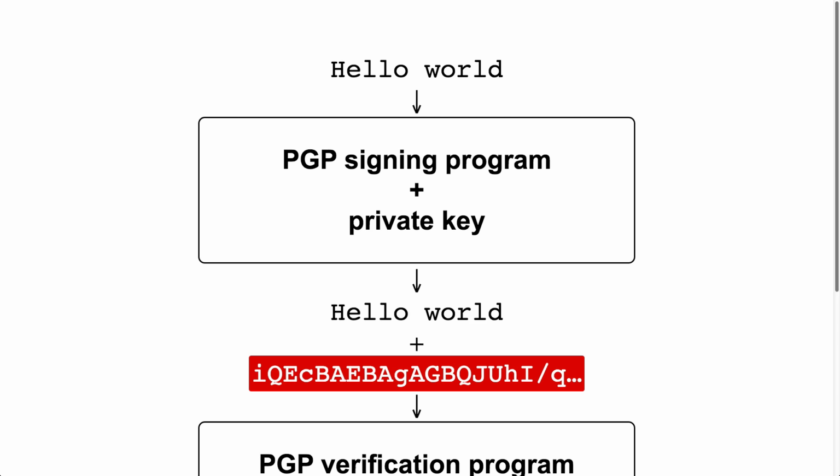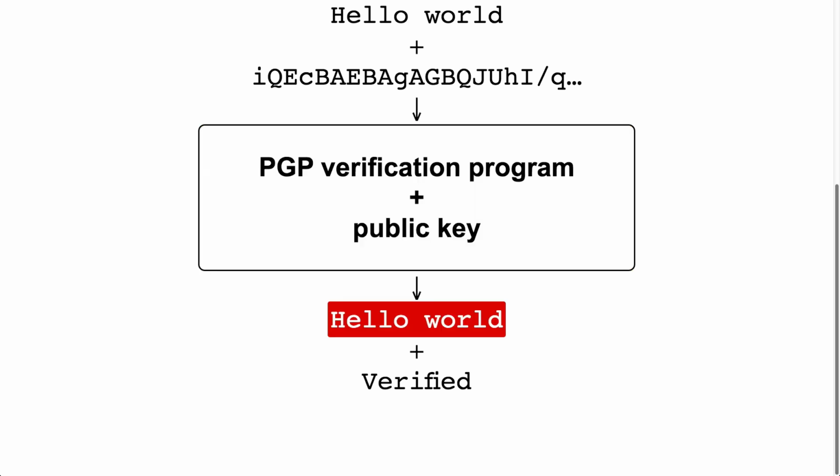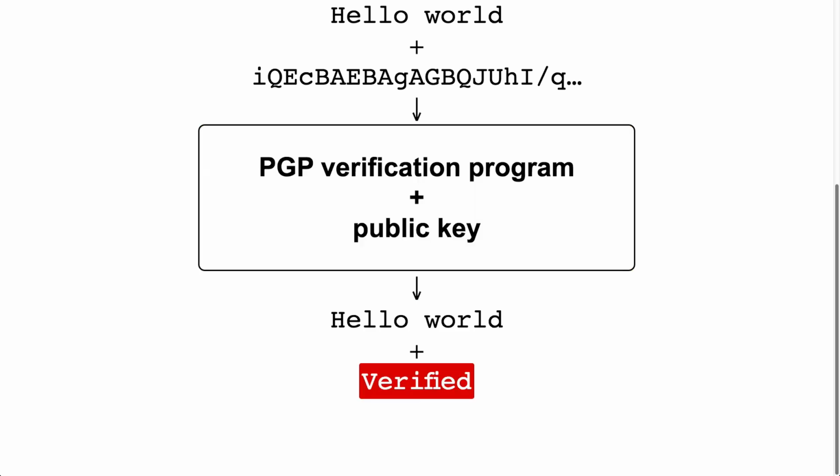But when you run this document and the signature through a PGP verification program, along with the associated public key, you get out the original document still, but also a message saying, yeah, this has been verified. This document was definitely signed with this private key, and it definitely hasn't been modified since it was signed, which are two kind of useful properties. All right. So these are the two things that PGP can do. It can do encryption, it can do signing. So you all want to use it, right?